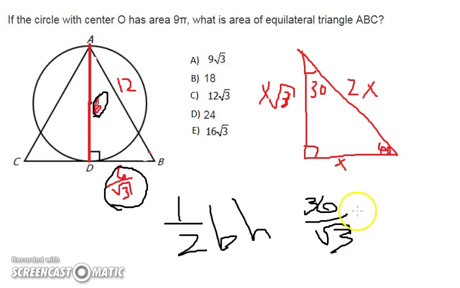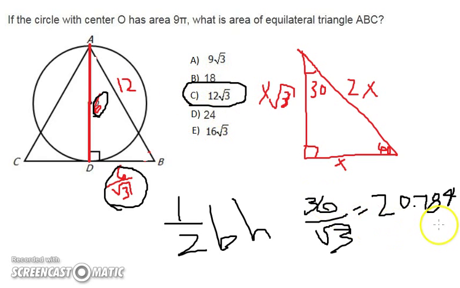If you were a little confused by that stuff I did where I multiplied by the square root of 3 over the square root of 3, then go ahead and stick this in your calculator. And you'll get something like 20.784 and it keeps going. So then just start plugging these in, and you'll find that 12 times the square root of 3 equals 20.784. It's the same exact thing as 36 divided by the square root of 3.